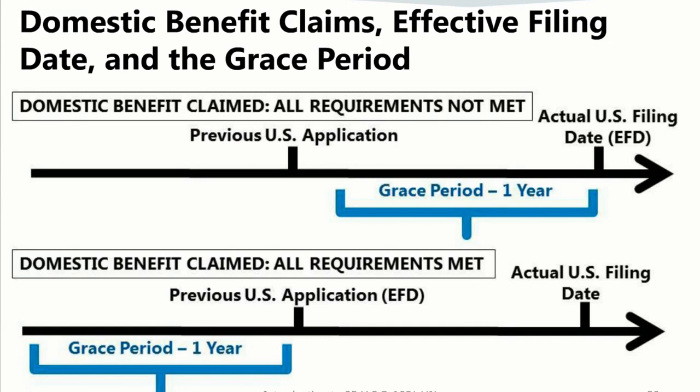In the top timeline, at least one of those requirements was not met, and therefore the effective filing date of the claimed invention is the actual filing date, and the grace period extends back 1 year from the actual filing date. In the bottom timeline, all the requirements for a domestic benefit have been met, and therefore the effective filing date is the filing date of the earlier application, and the grace period extends back 1 year from there.